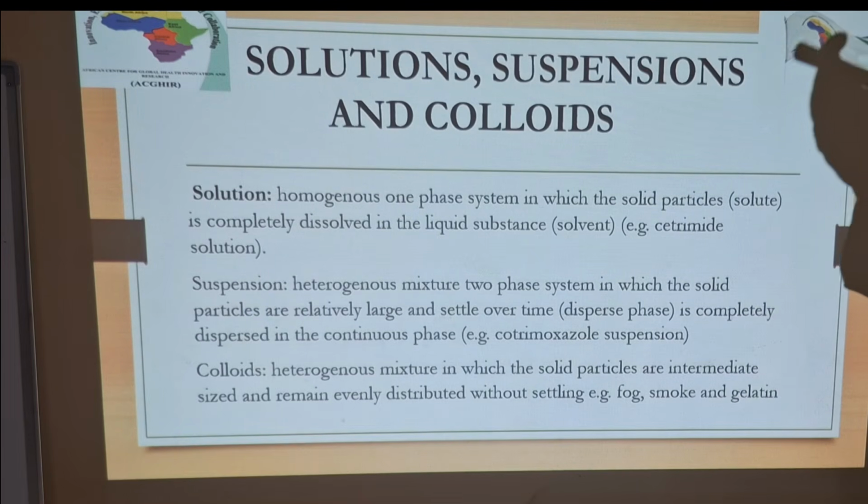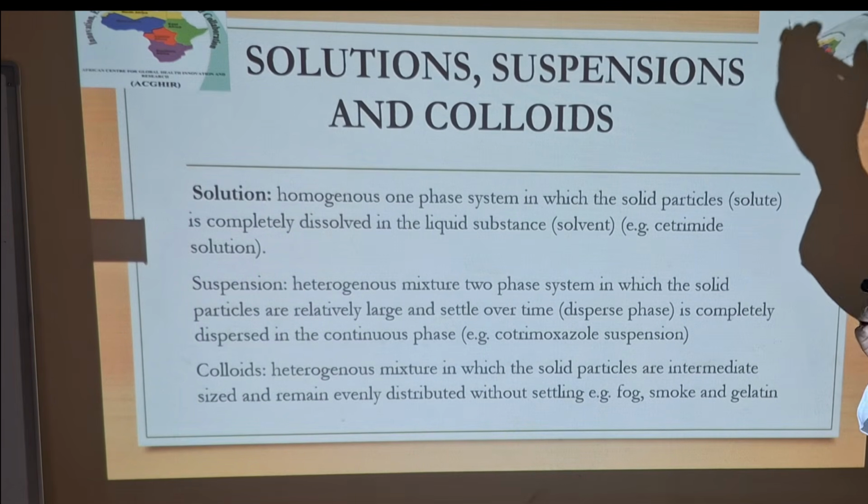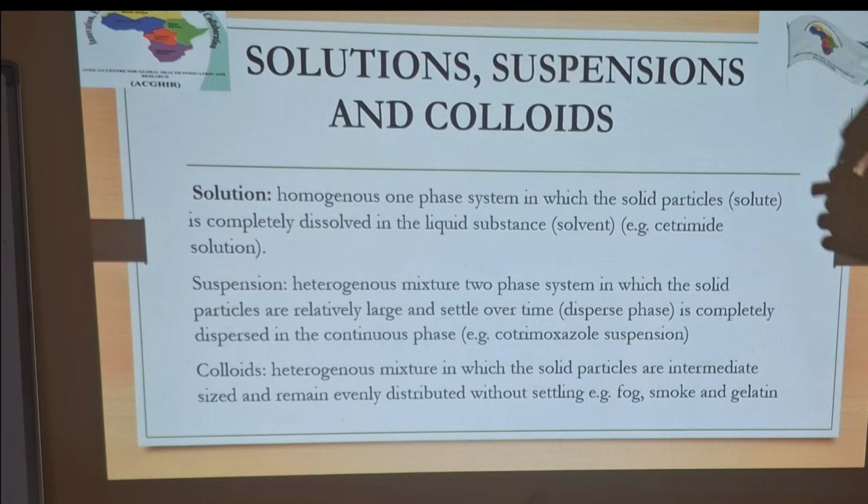Colloids. Colloids are basically heterogeneous mixtures in which the solid particles are intermediate in size, and they remain evenly distributed without settling. Examples of colloids are fog, smoke, and gelatin.